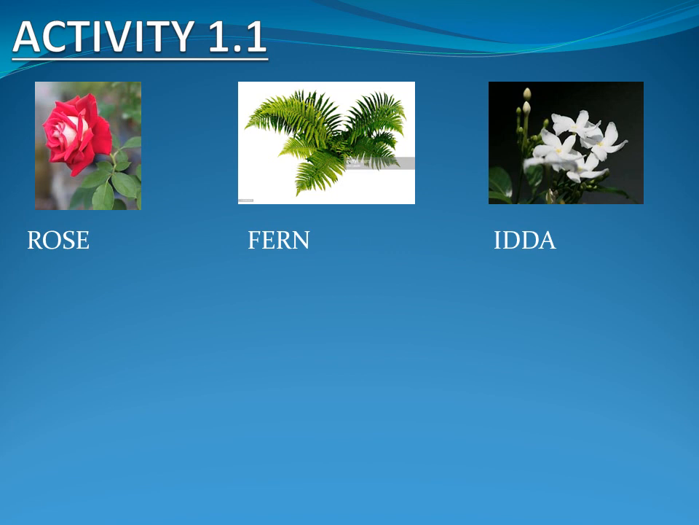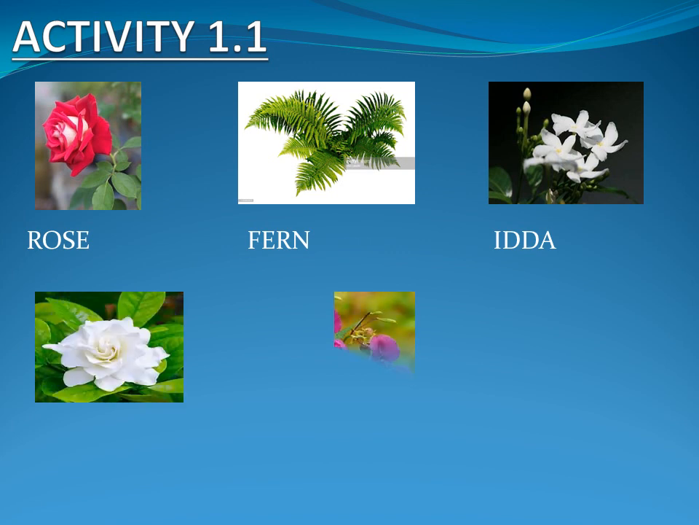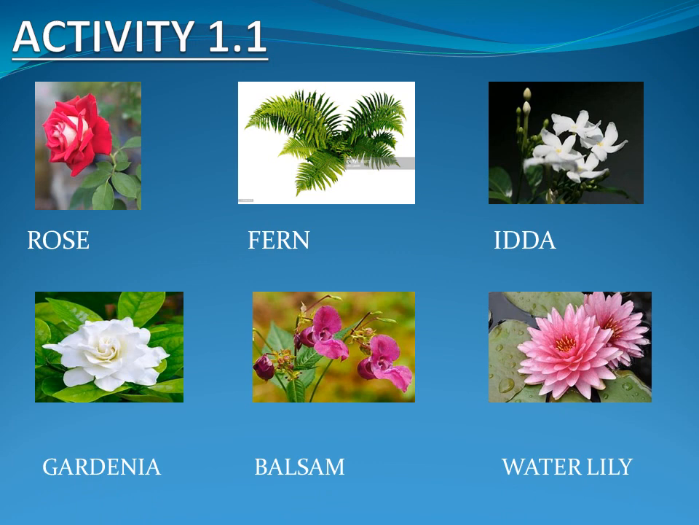So guys, in fern there aren't any flowers, so that is a non-flowering plant. Ixora is a flowering plant. You can see some flowers in this picture also, white in color, and there are some yellow dots over here also. They are so nice. And the other three plants are Gardenia, Balsam, and Water Lily.